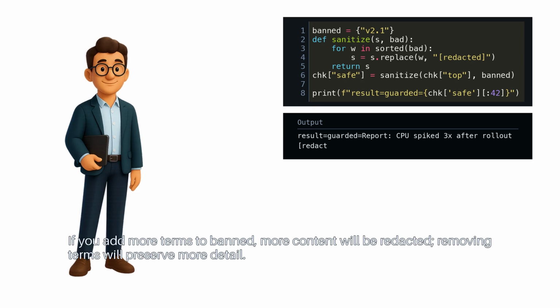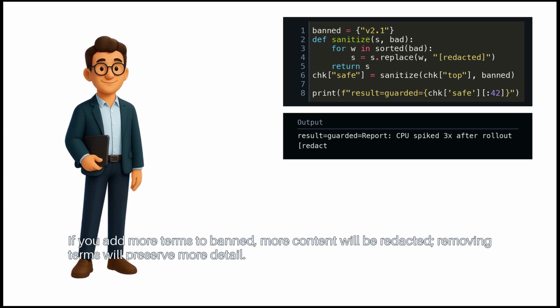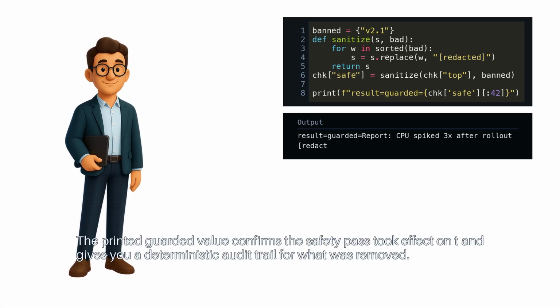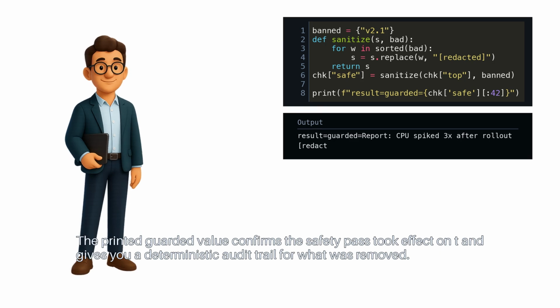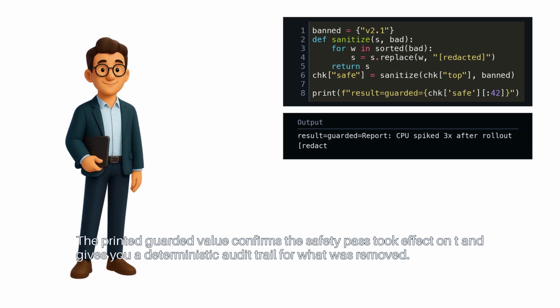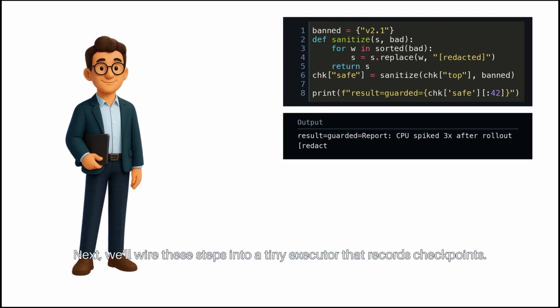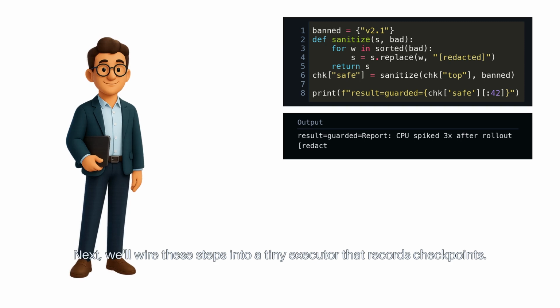If you add more terms to banned, more content will be redacted. Removing terms will preserve more detail. The printed guarded value confirms the safety pass took effect and gives you a deterministic audit trail for what was removed. Next, we'll wire these steps into a tiny executor that records checkpoints.